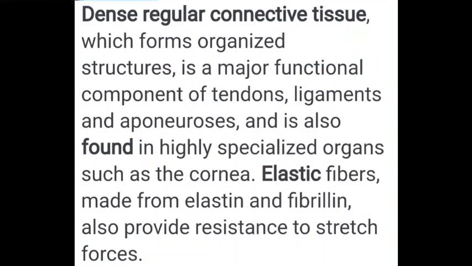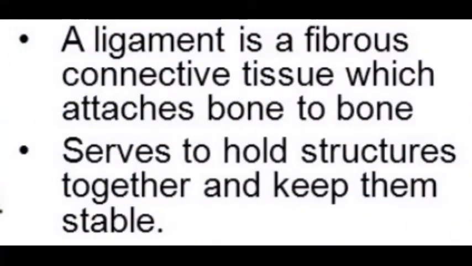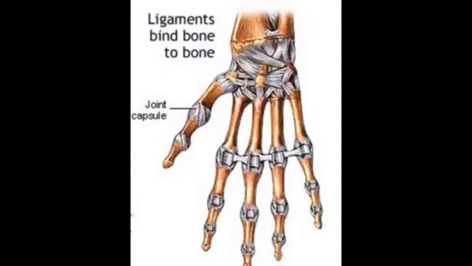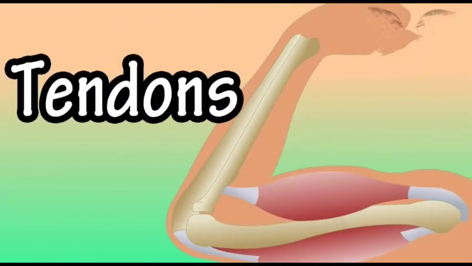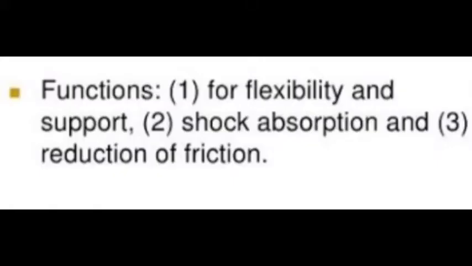Next, dense regular connective tissue. Two bones can be connected to each other by another type of connective tissue called the ligament. This tissue is very elastic. It has considerable strength. Tendons. Tendons connect muscles to bones. Tendons are fibrous tissue with great strength but limited flexibility.